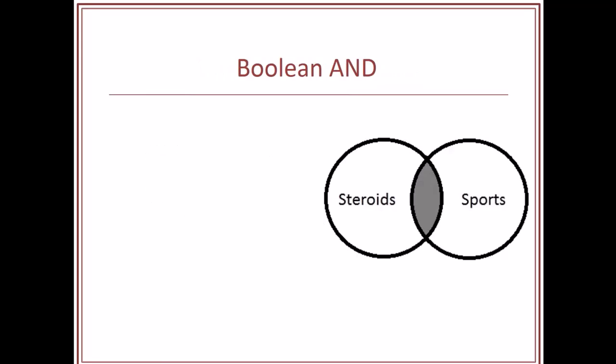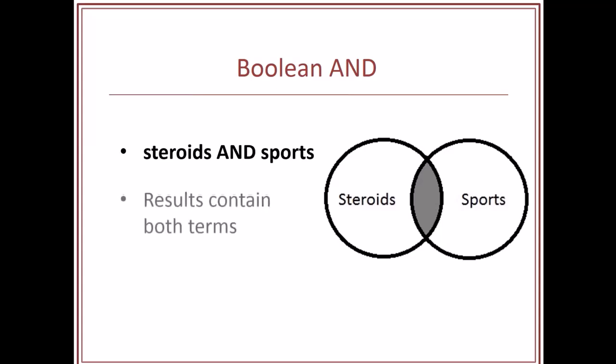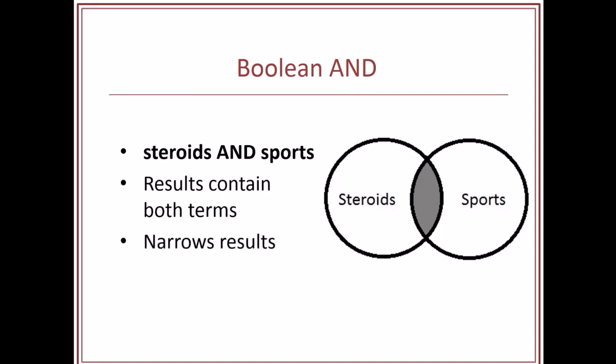Joining search terms with and finds results that contain both terms. For example, searching steroids and sports will retrieve items that contain both of these terms, but not those that contain only sports or only steroids. And narrows your search results by eliminating items that contain only one of the specified terms.